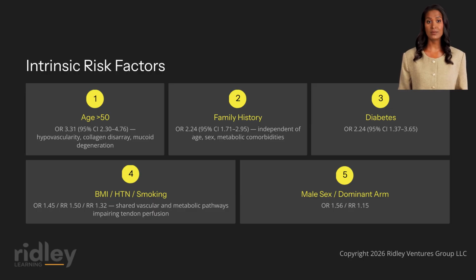Male sex is an independent risk factor that raises the risk by roughly half, a finding that held up reliably across the studies examined, and tears are more common in the dominant arm, representing a modest but consistently observed elevation in risk that held up across the available evidence. Coronary heart disease and hyperlipidemia contribute through shared vascular and metabolic pathways that impair tendon perfusion.